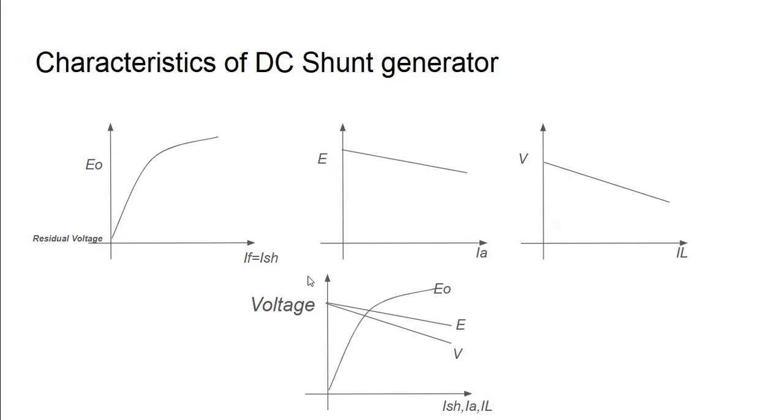And if we plot all these three characteristics in the same plane, we will get this: this is the no load characteristics or the open circuit characteristics. This is the internal characteristics drawn between E and IA. And this is the external characteristics, which is drawn between terminal voltage and the load current.